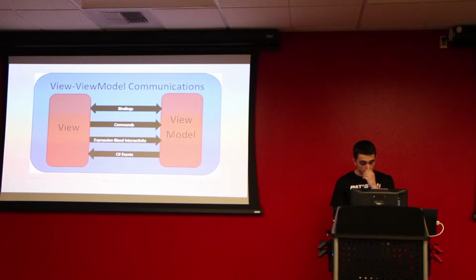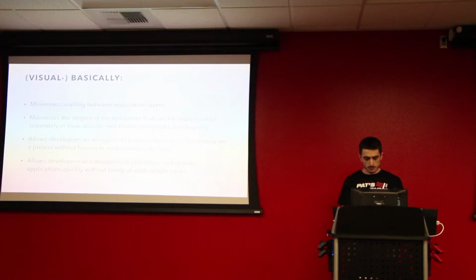And this is a diagram of how everything sort of works. It's basically just the view connects to the view model with bindings, the view translates the commands to the view model to act on the data, Expression Blend interactivity allows you to make little graphics, and C# events run back to the view so that you can detect changes in the data and update the interface accordingly. And then we run through that.